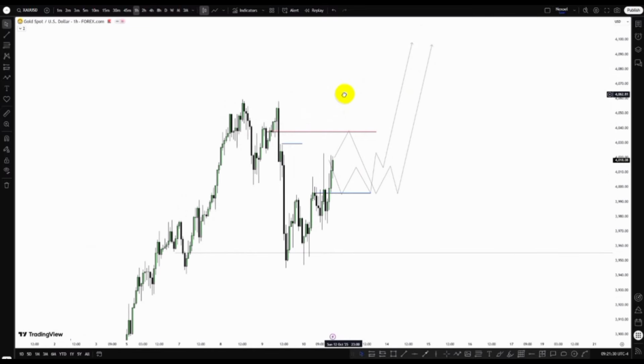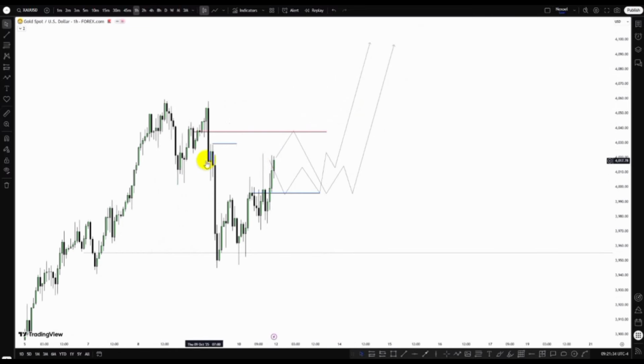So this is what I'm just looking forward to seeing in gold. It is either we see price respect this bearish order block and then force to the downside to give us a buy model to continue bullish, or we may see price trade into this bearish block and then we have a bearish reaction to the bullish block before we have bullish continuation.